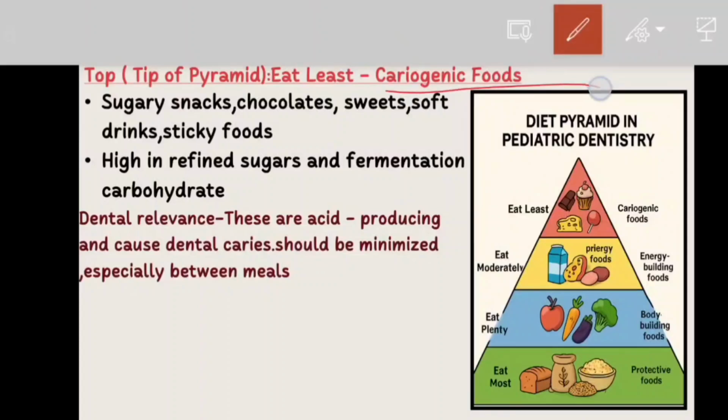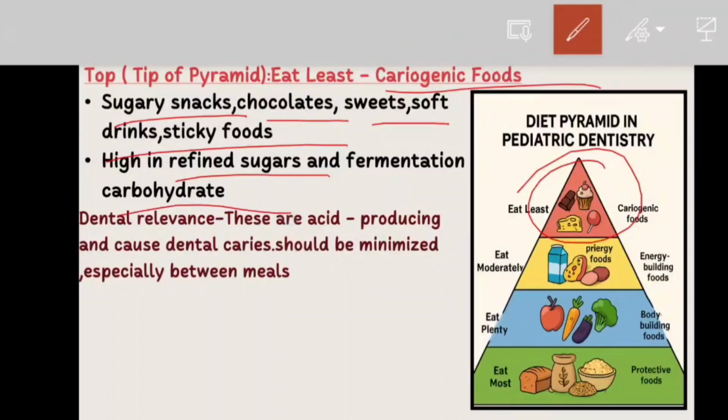Now we see the top, that is the tip of the pyramid, which is eat least cariogenic food. Okay, so this is the smallest part of the pyramid. Here the foods include sugary snacks, chocolate, sweets, soft drinks and sticky food. They are high in refined sugar and fermentable carbohydrates. Okay. Now we see dental relevance. These are acid producing and cause dental caries. So they should be minimized, especially between the meals.